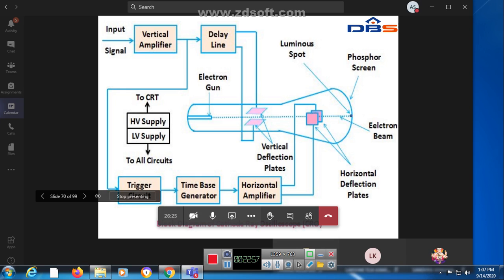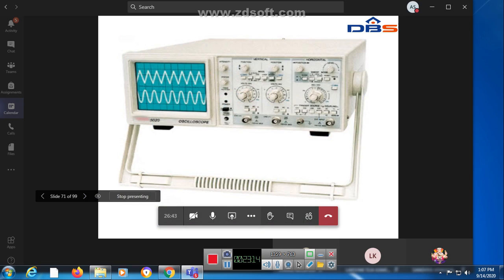Whenever the electrons reach the vertical deflection plates, they deflect up and down. Vertical means up and down. So the signal comes from the horizontal direction and the vertical direction. In the vertical direction the signal is displayed because of the vertical deflecting plates. On the horizontal plane, the signal is displayed due to the horizontal plates.